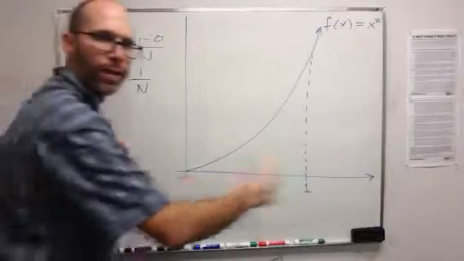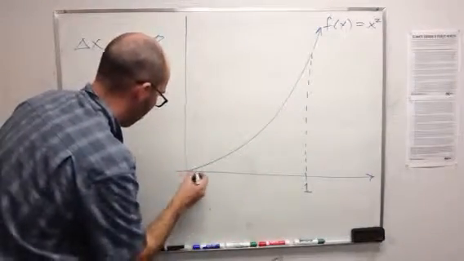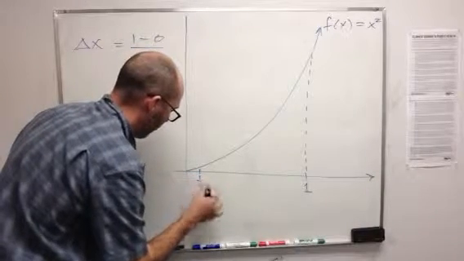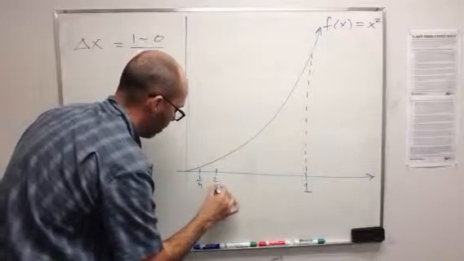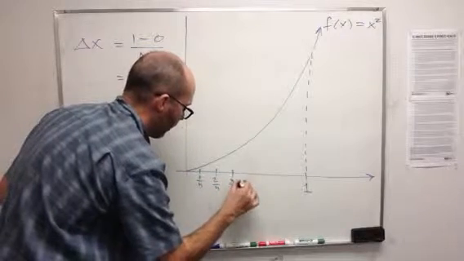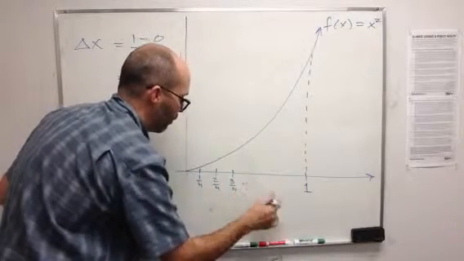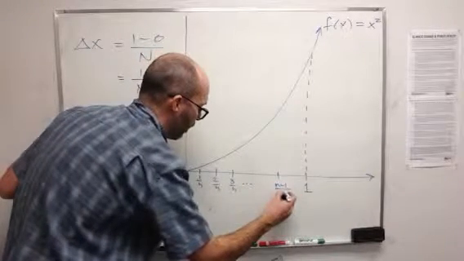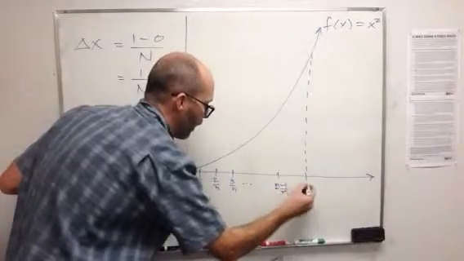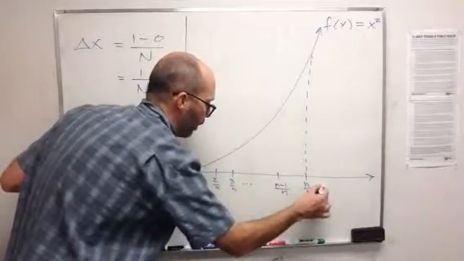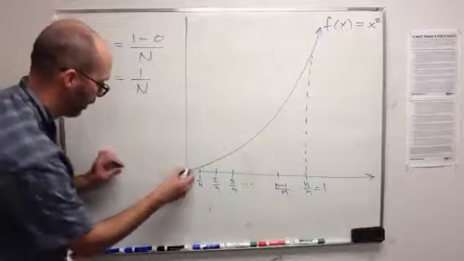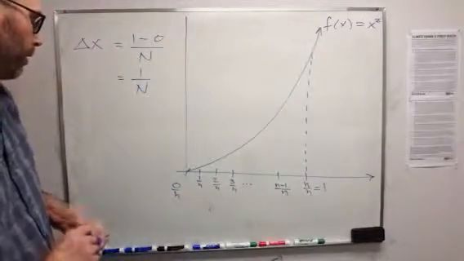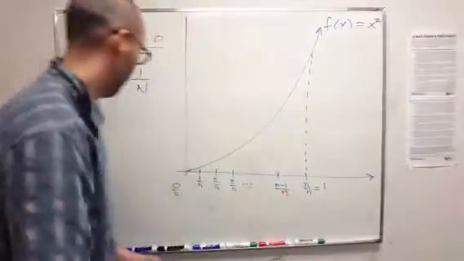Alright, so our rectangles, let's see, we start at 0 and then we go over to 1 over n, then next 2 over n, then 3 over n. And we keep going like this until we get to n minus 1 over n, and then n over n, which we know is 1. You could think of our starting point as 0 over n.